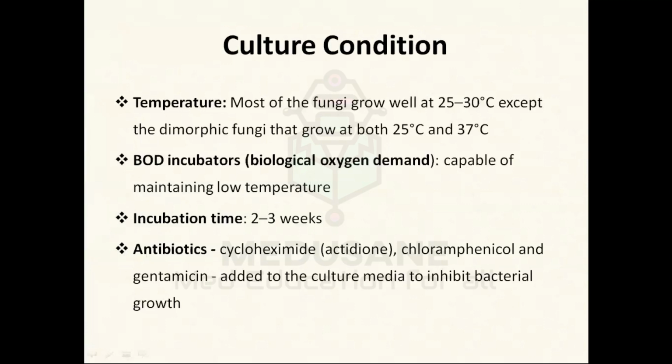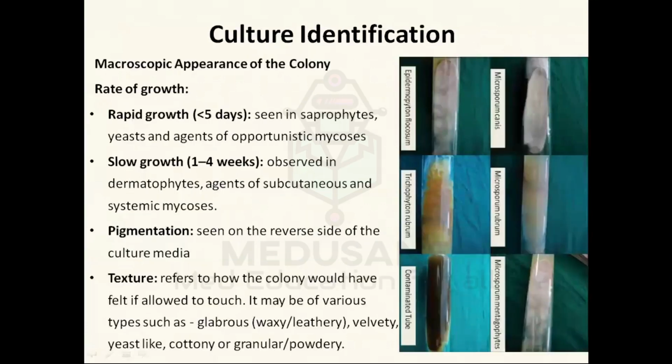Only the saprophytic yeast and the other opportunistic fungi will grow within 5 days, but all the rest of the fungi will take around 2 to 3 weeks. So after culturing, after 2 to 3 weeks, you take the test tubes and look for the macroscopic identification. What are all the points you look for?